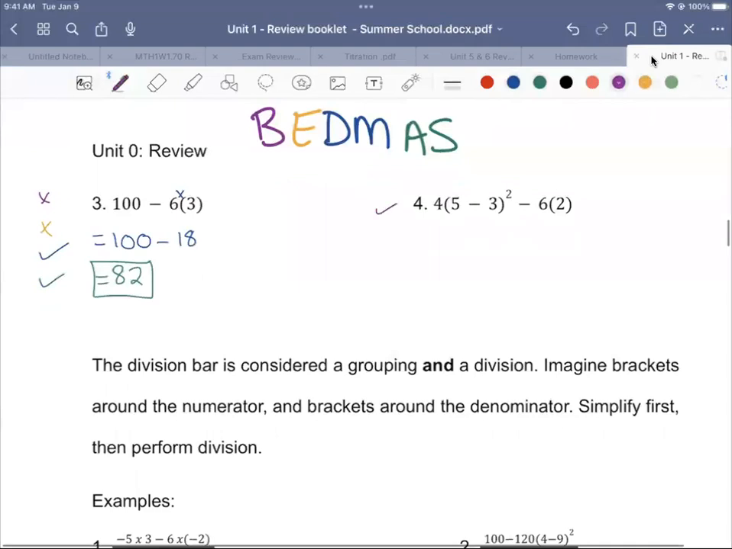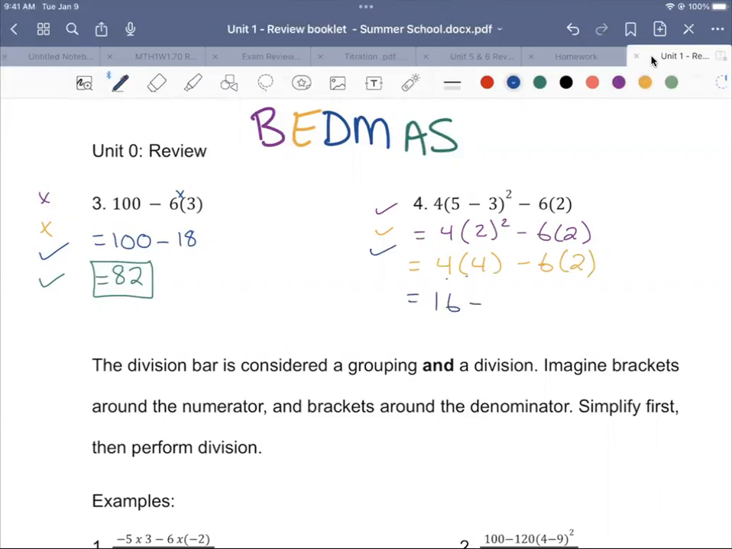Now, if I look here, I do have brackets for example 4. So my first step is 4 times 5 minus 3 is 2 squared minus 6 times 2. I do have exponents, so 4 times 4, because 2 to the power of 2 is 4, minus 6 times 2. I do have multiplication and division, so I have 4 times 4 is 16, minus 6 times 2 is 12, and I do have addition and subtraction, which is 16 minus 12 should give me 4. So my final answer is 4, and that will be a positive 4.